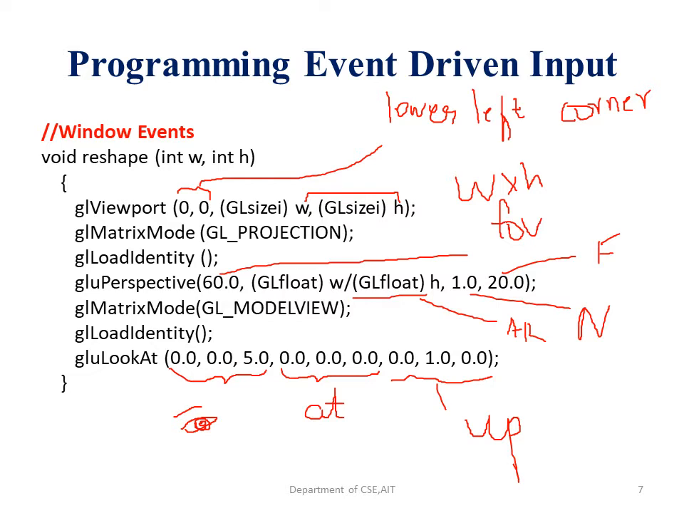So the window event will cover the reshape function. The reshape function is about whenever there is some modification in your output window, the window has to be adjusted to the actual window present on your monitor. To do this adjustment, we should make use of the reshape function.